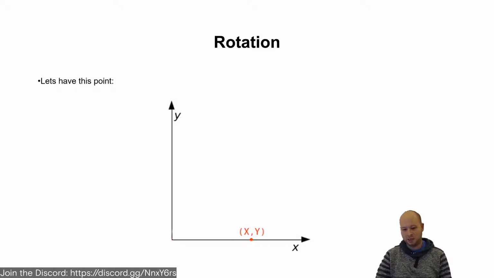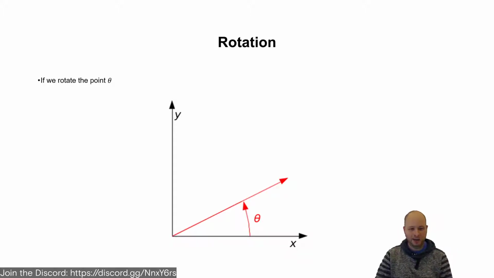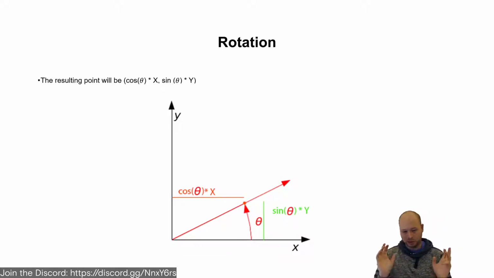So let's start with this point on the xy plane, which clearly has a 0 component for y, and we want to now rotate it by theta. The resulting point will be the value of cosine theta times the x, and then also sine theta times y. That's going to be the value that we anticipate having.